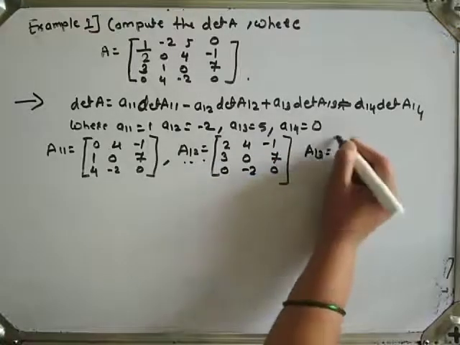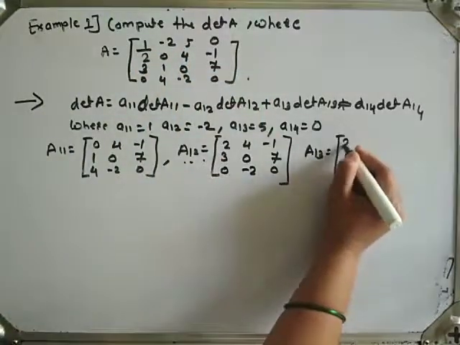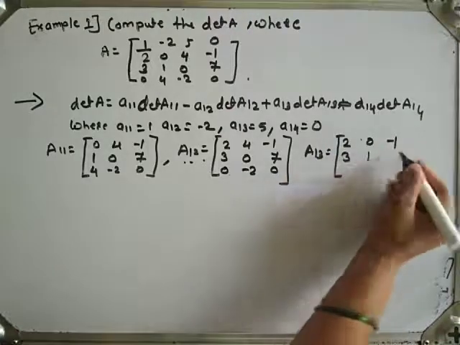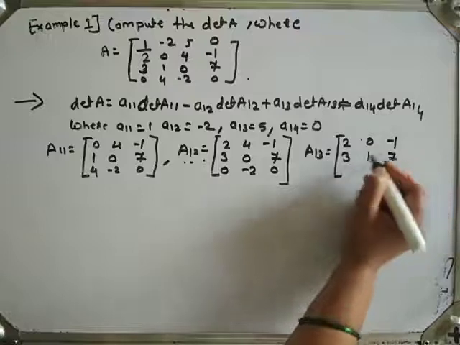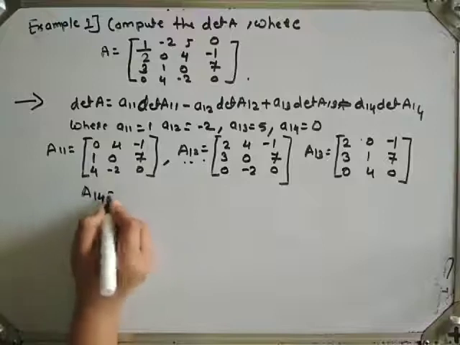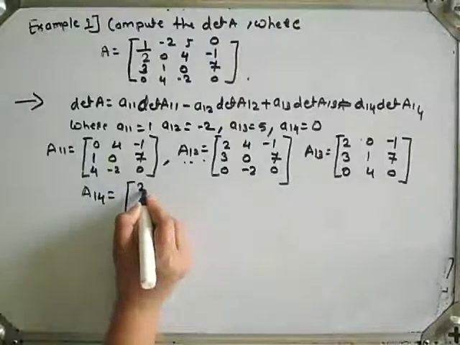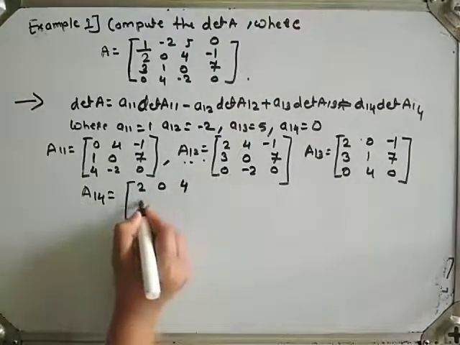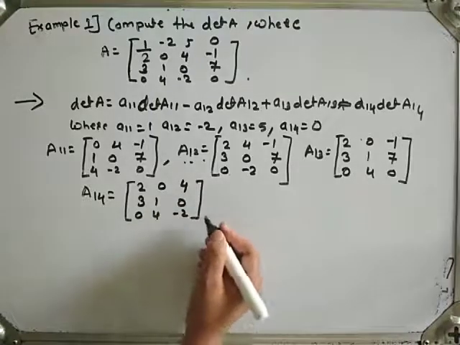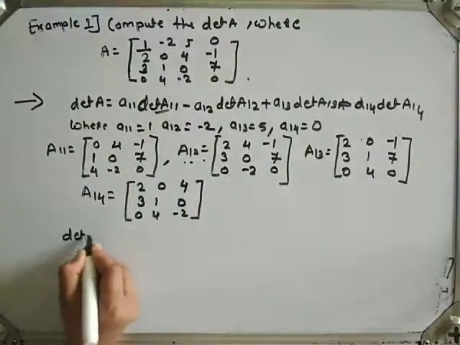Capital A13 is equal to the matrix obtained by deleting the first row and third column. So the matrix is [2, 0, -1; 3, 1, 7; 0, 4, 0]. Capital A14 is equal to the matrix obtained by deleting the first row and fourth column: [2, 0, 4; 3, 1, 0; 0, 4, -2]. Okay. We have to calculate the determinant of these submatrices.